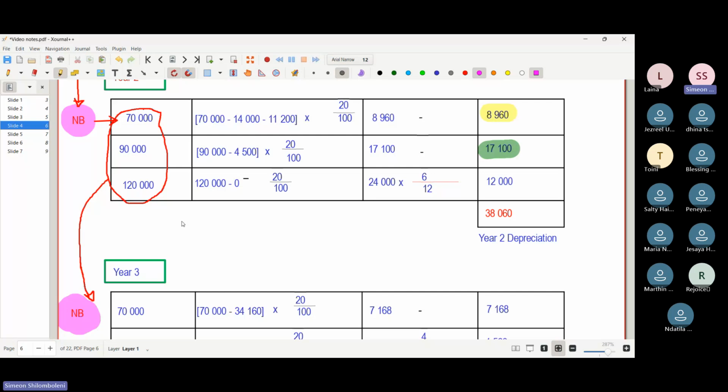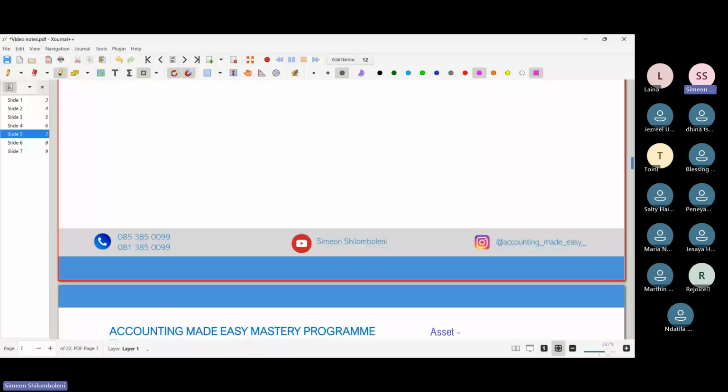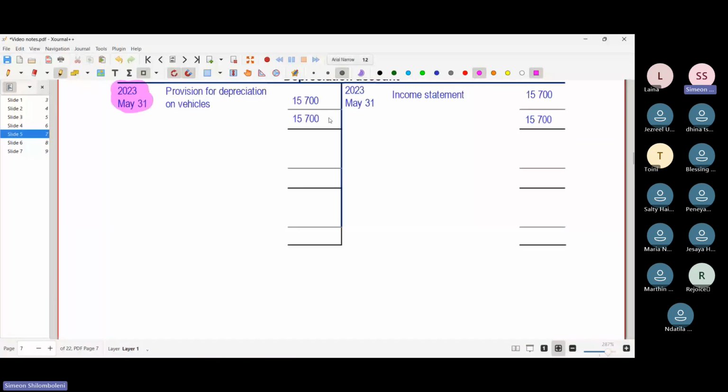Can someone tell us what we should do? You have to record the 38,080 in the depreciation account. We take this amount, the total depreciation for this year, to the depreciation account, and you said we must record it here, 38,080. What should we put in the details?